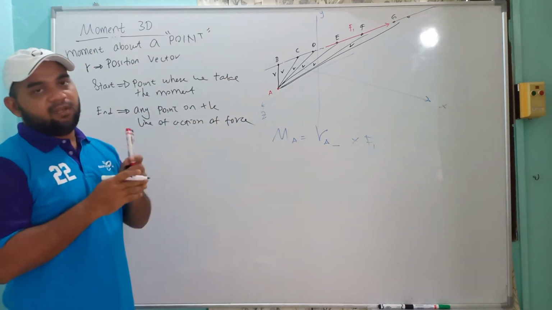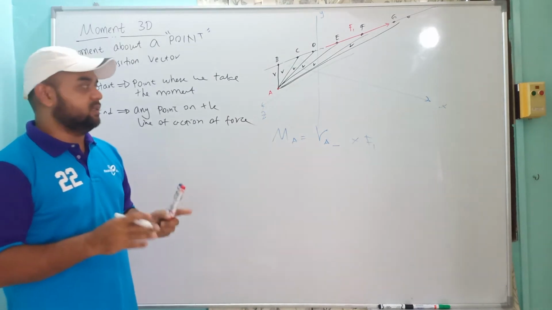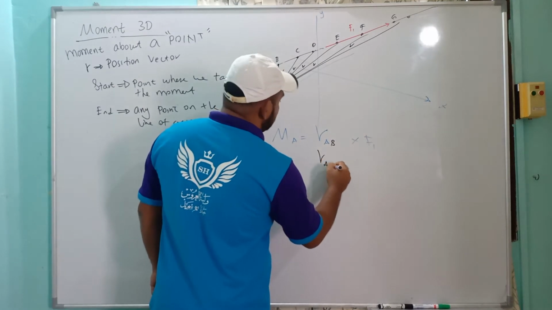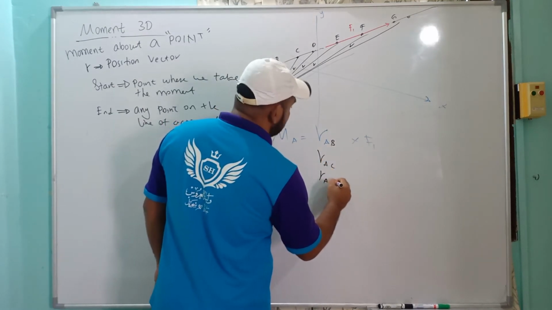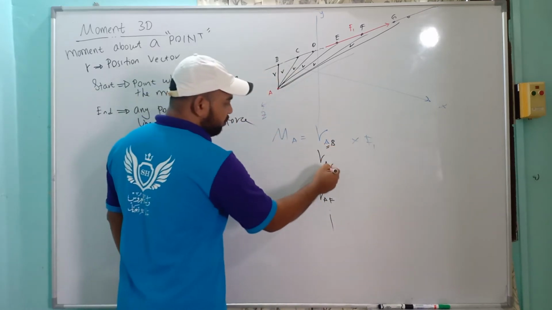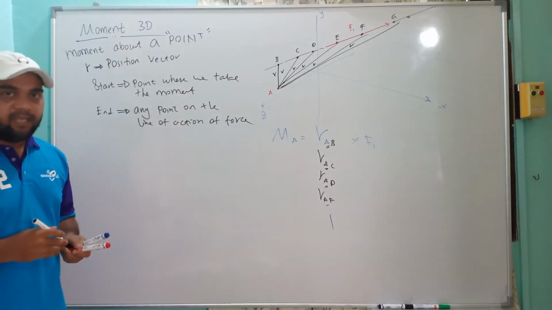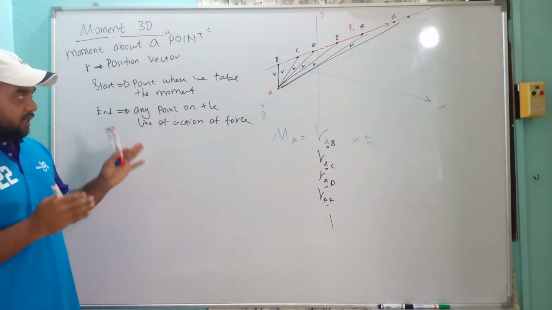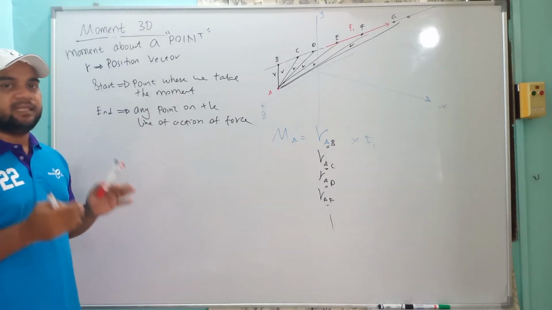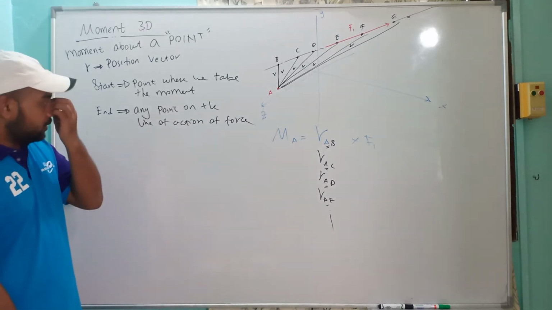Whatever point you take, as long as it is on the line of action of force, you will have the same answer. So the R can be RAB, RAC, RAD, RAF, and so on. It must start from A, because we want to take the moment about point A, and to a point on the line of action of force, so that you choose the easiest point where you can take the distance in X, Y, and Z direction. Okay, so that is for R.